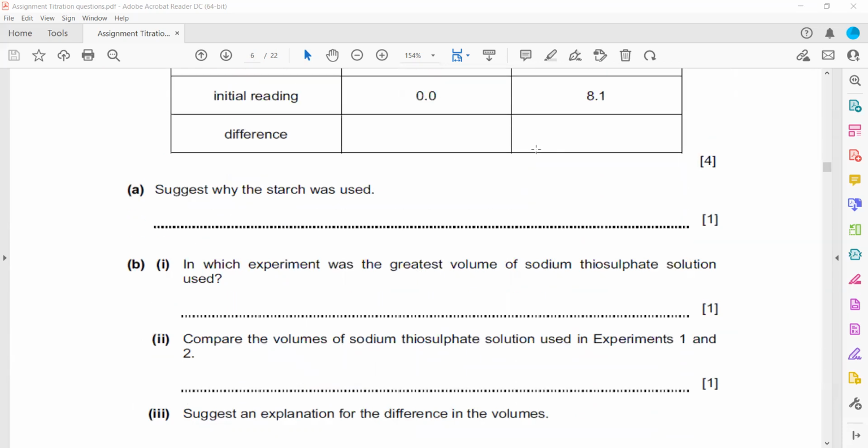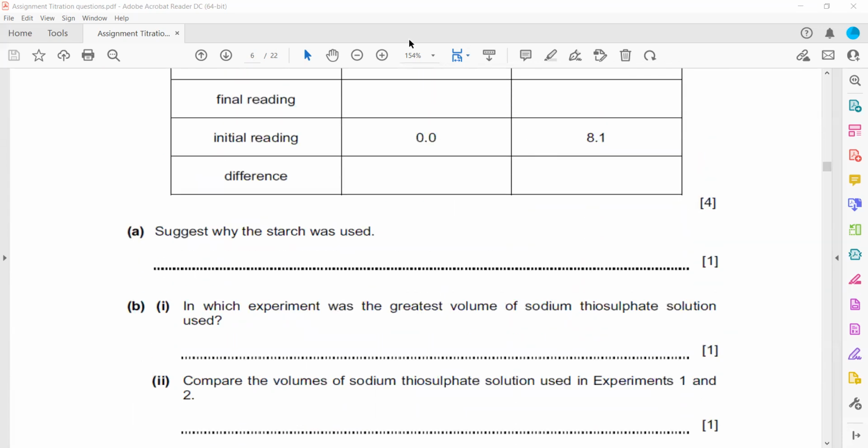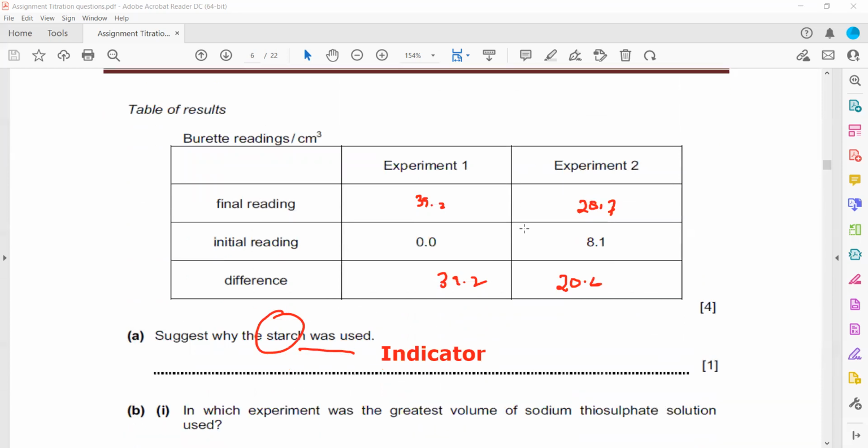Then, in which experiment was the greatest volume of thiosulfate used? The burette was filled with thiosulfate. So which experiment? You can see 39.2 is more than 20.6. So the answer is experiment 1. And then: suggest a reason for the difference.